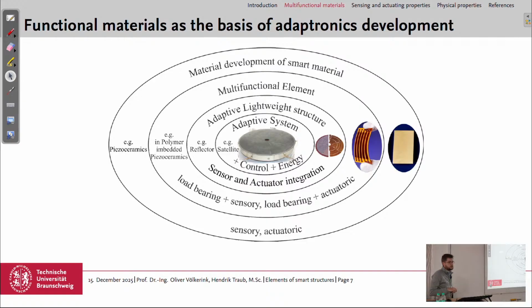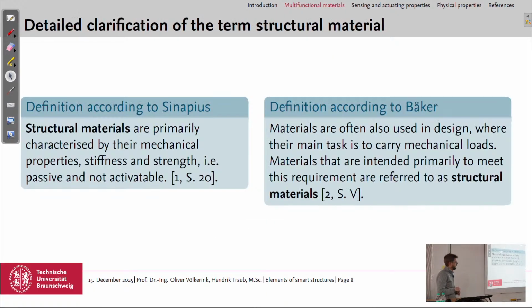Coming back to the elements of smart structures, we are here at the material level now. So the most basic element, so to say. And first we need a definition, a clarification of the term structural material, because I think outside of smart structures, for mechanical engineering, every material or most of the materials are used for their structural properties.